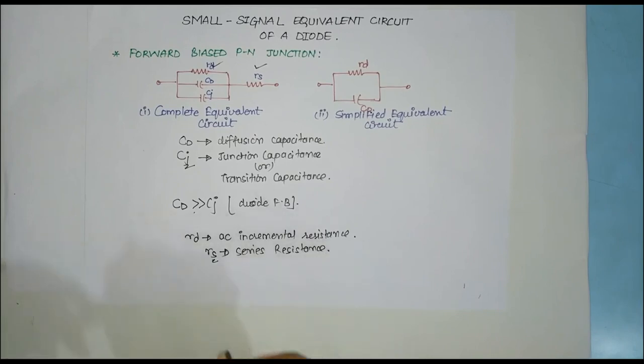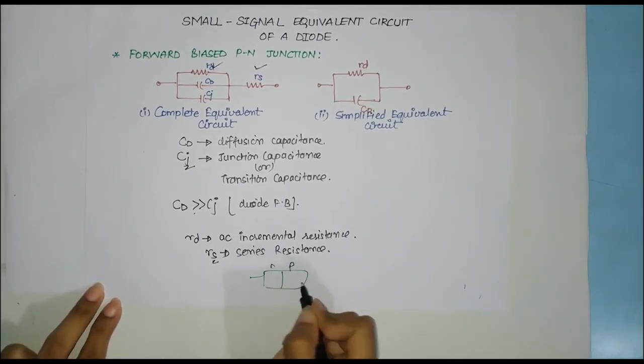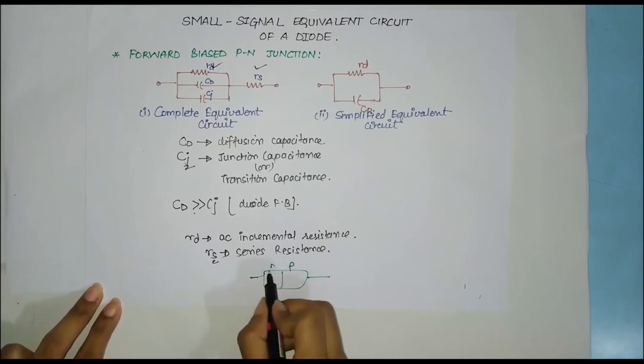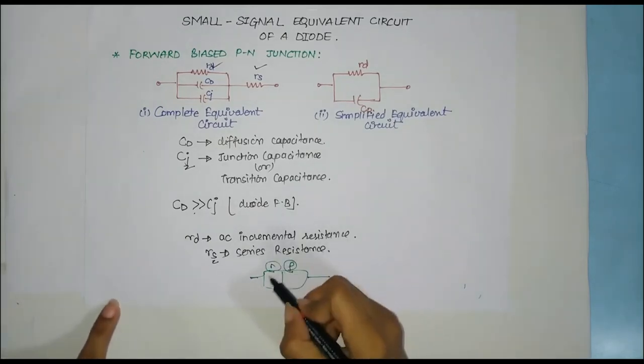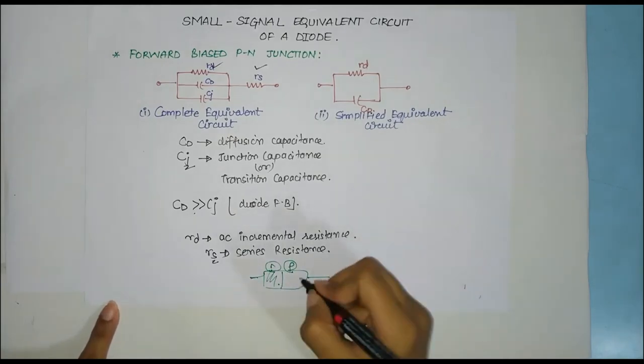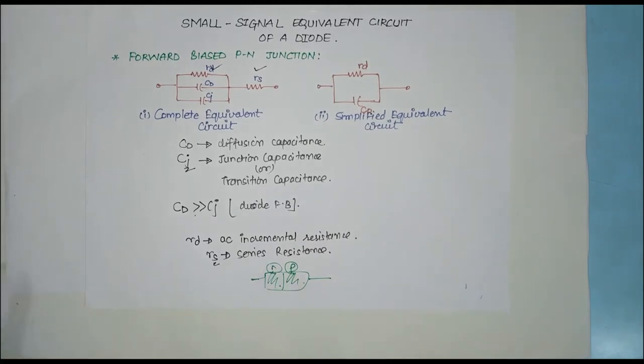Now why is this needed? This is because it accounts for the resistance offered by neutral N and P regions. For a PN junction diode we have a different N region and a different P region. So this accounts for the resistance offered by the neutral N region and neutral P region. This was about the forward PN junction small signal equivalent circuit. This question comes for like 5 marks in university.